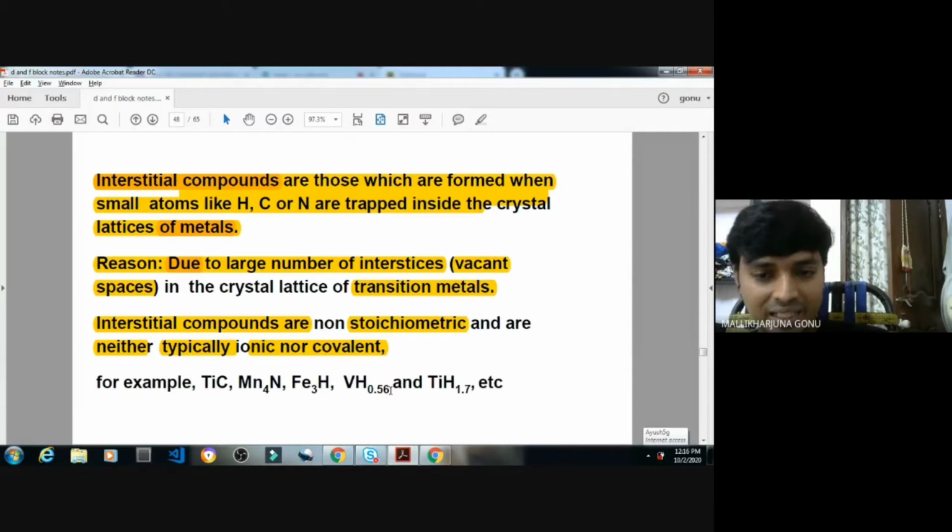You can see here 0.56. You have never seen this type of compounds. In 11th, you have studied it already in one of the concepts. Here, this type will come. Hydrogen is not completely there. With one vanadium, for example VH0.5, what is exactly meant here? With one vanadium, 0.5 of an atom is sharing with the one hydrogen.